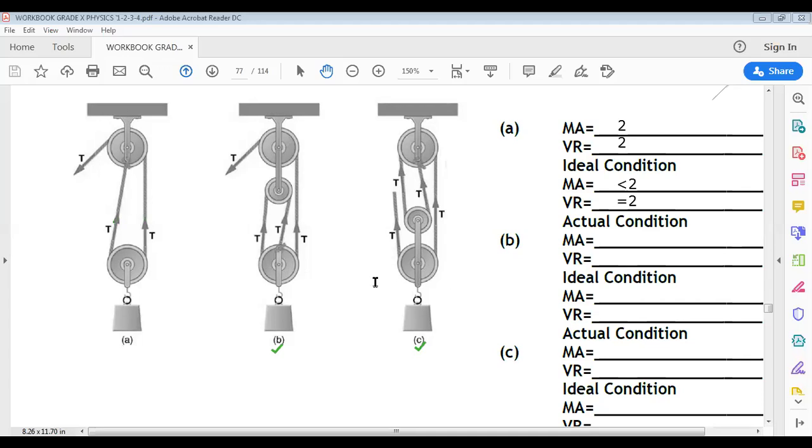Now tell me what is the MA and VR of ideal condition in figure B, in the diagram B. Give me both the answers. Ishan, which one are you saying? I'm asking about B. No, beta. Look at the diagram carefully, Ishan.